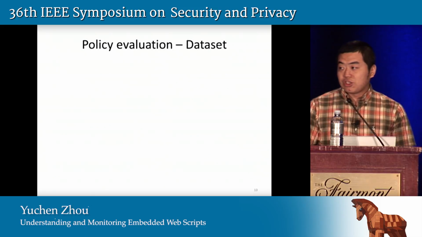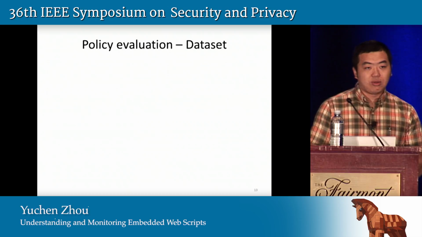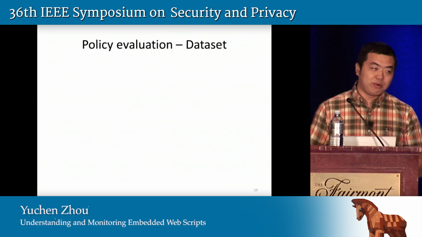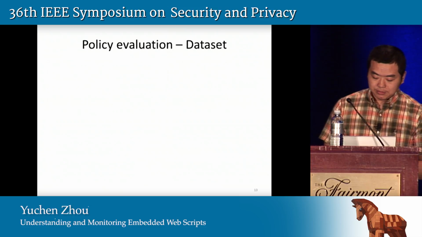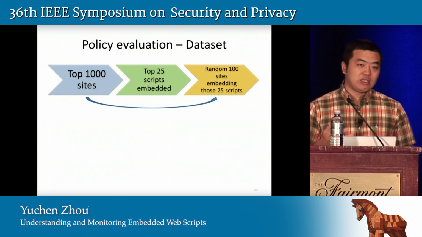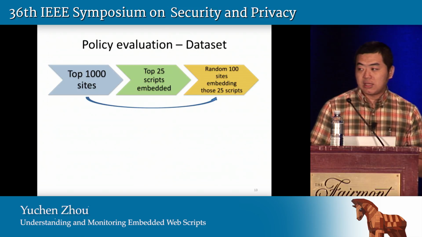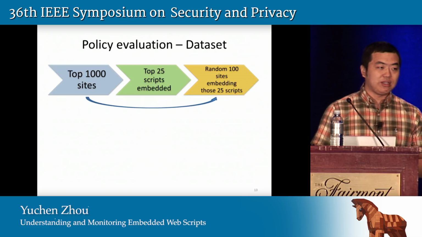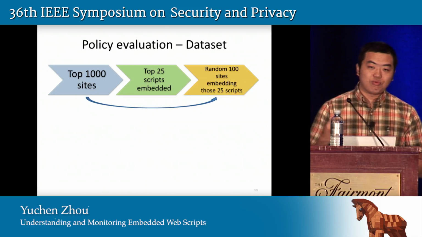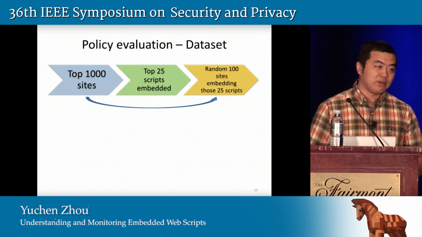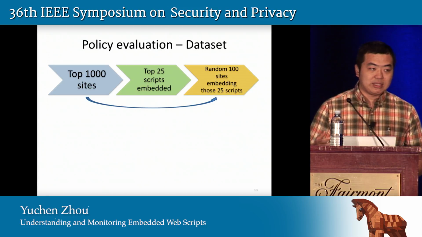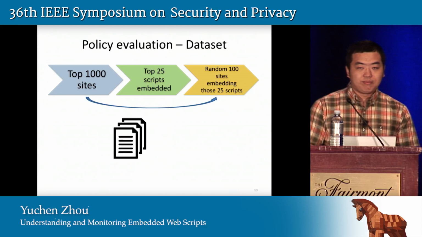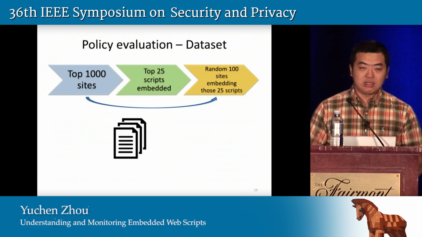Okay, so let's move on to talk about the policy evaluation. So basically how effective are the policies, and how much effort the developers will need to make to write these policies. So we took, like I said, top 1,000 websites, and we basically crawled these websites and found 25 most widely embedded scripts. And then we randomly selected 100 sites inside this top 1,000 that embed at least one of these 25 scripts. So this left us with basically a list of sites and lots of pages within the site.